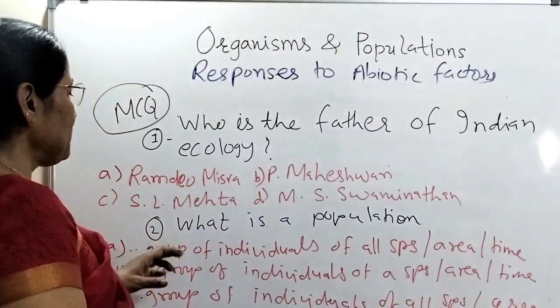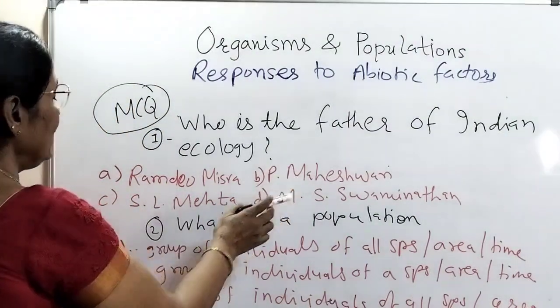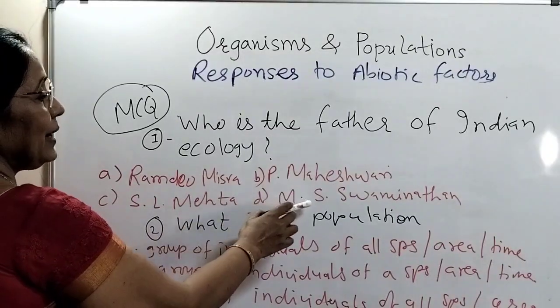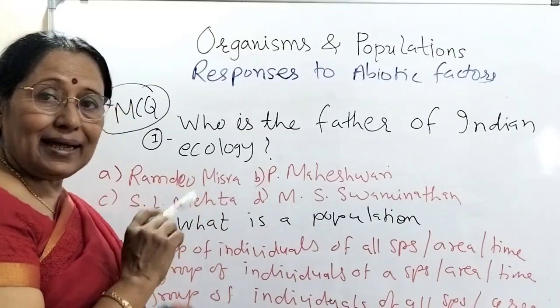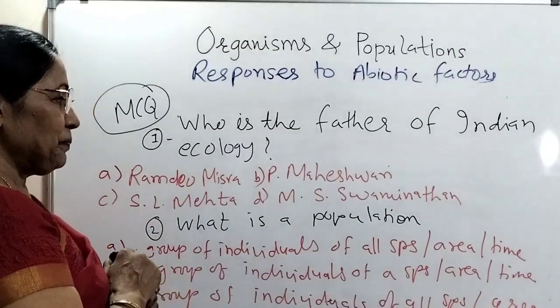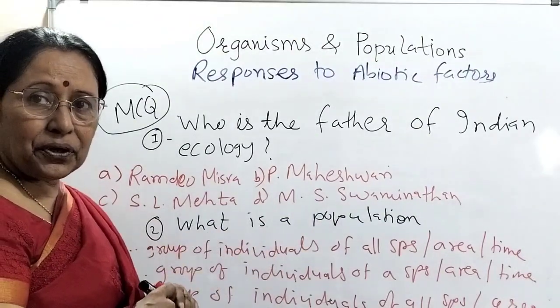Options here are Ramdev Mishra, P. Maheshwari, S.L. Mehta and M.S. Swaminathan. What is the correct answer? We will see at the end of the video. Now the next is, what is a population? Four options are given.